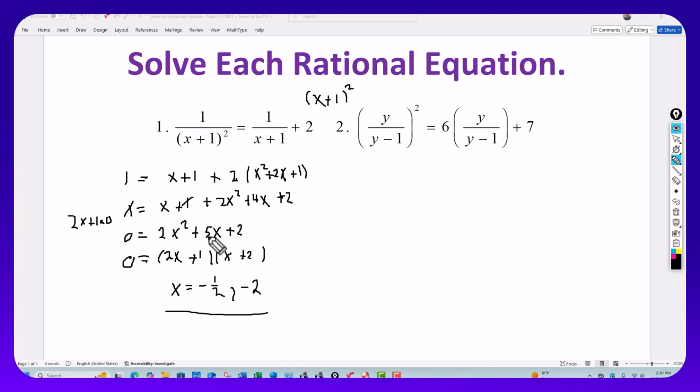So if you go ahead and check these, plug it in, you will get the same value on both sides. So both of these will check. x equal to negative 1/2, or x equal to negative 2. This one has two solutions.